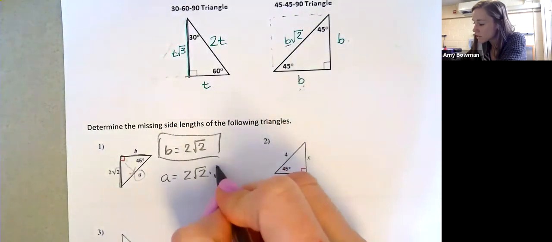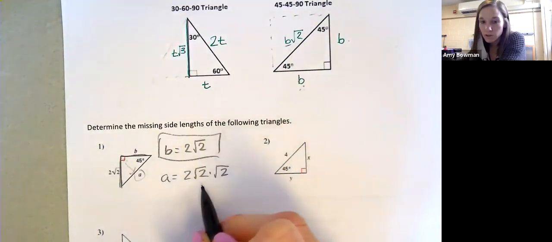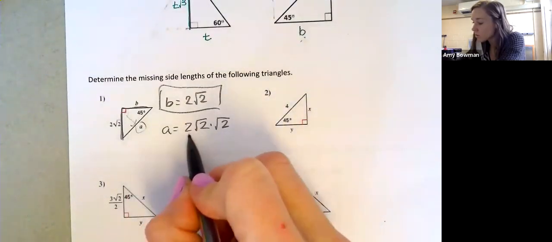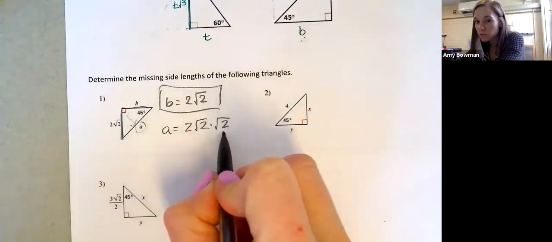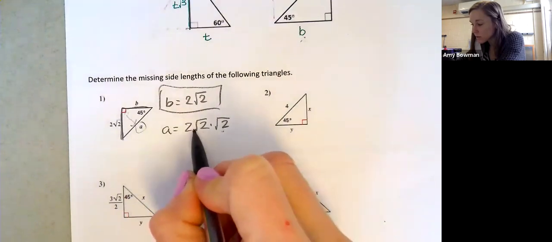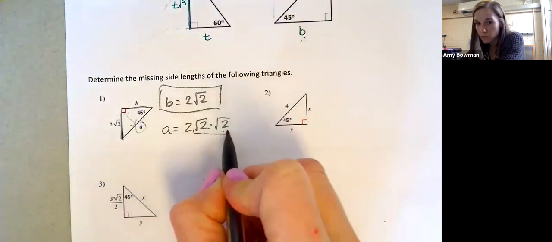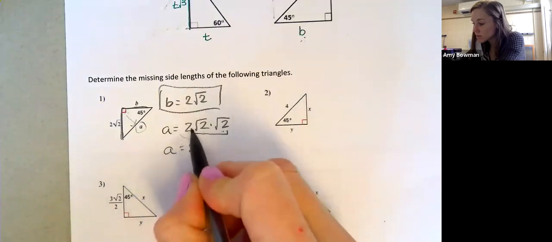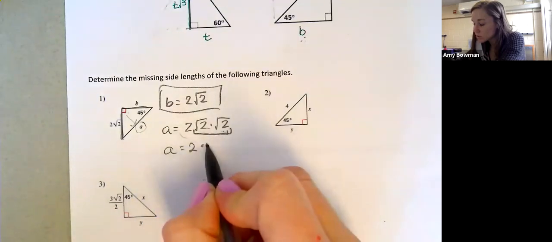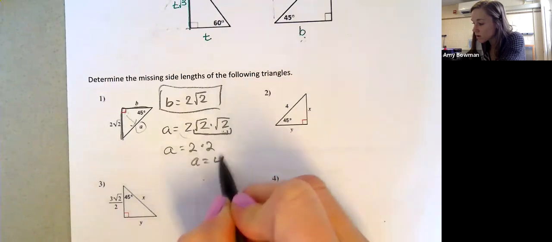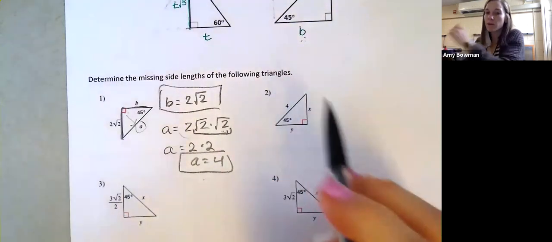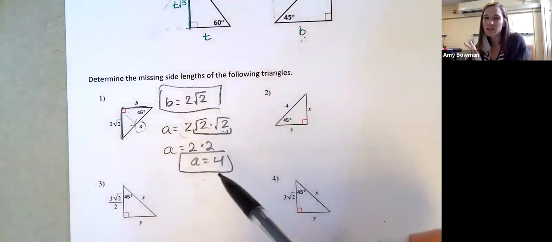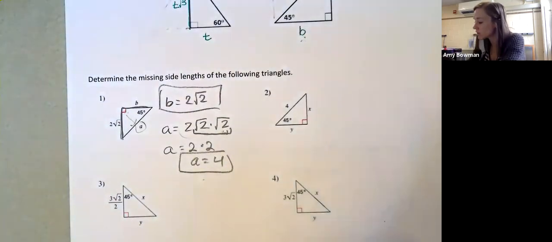So it looks kind of funky because we have 2 times the square root of 2 times the square root of 2. So now we just need to simplify that. Well, the square root of 2 times the square root of 2, remember, that's just the square root of 2 squared, which is just 2. So this ends up being 2 times 2, so A equals 4. So this is what I'm asking you to do. I want to see A equals blank or X equals blank. Circle it so I can see your answers clearly.